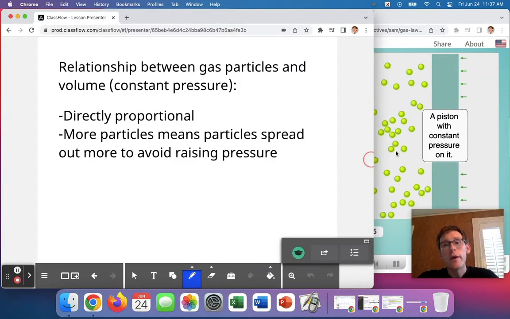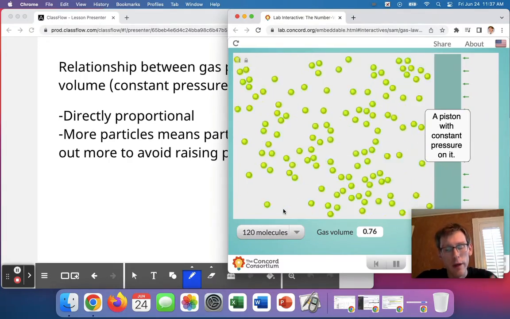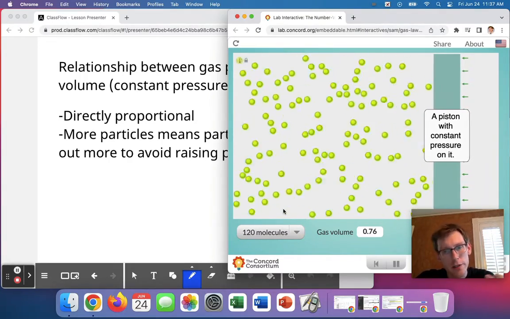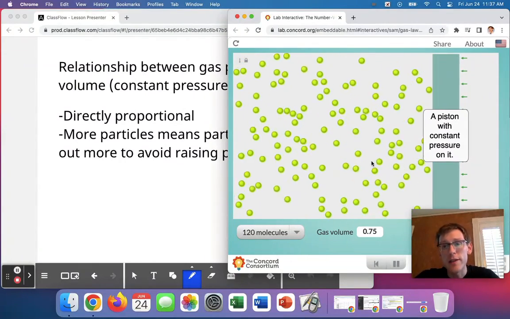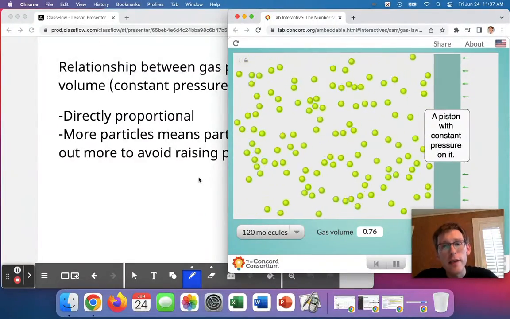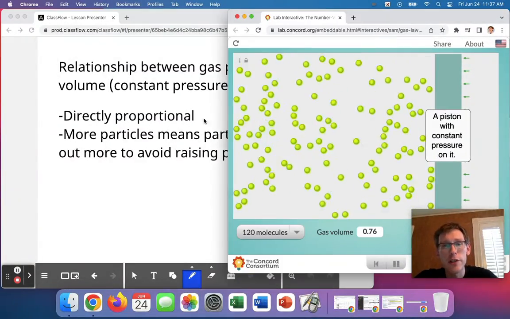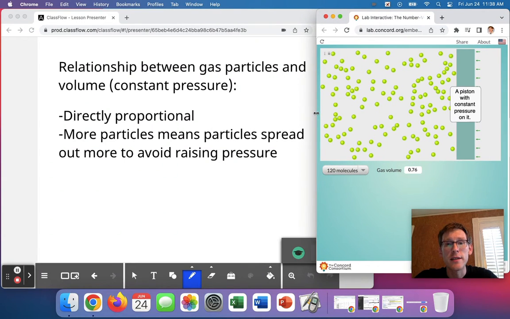Now, when you have a flexible container, and this is what Avogadro's law is about, it's a relationship between volume and number of particles. And that's why you can see it in the simulation. But if you have a flexible container, you'll also see that there's a directly proportional relationship between the number of gas particles and the volume.